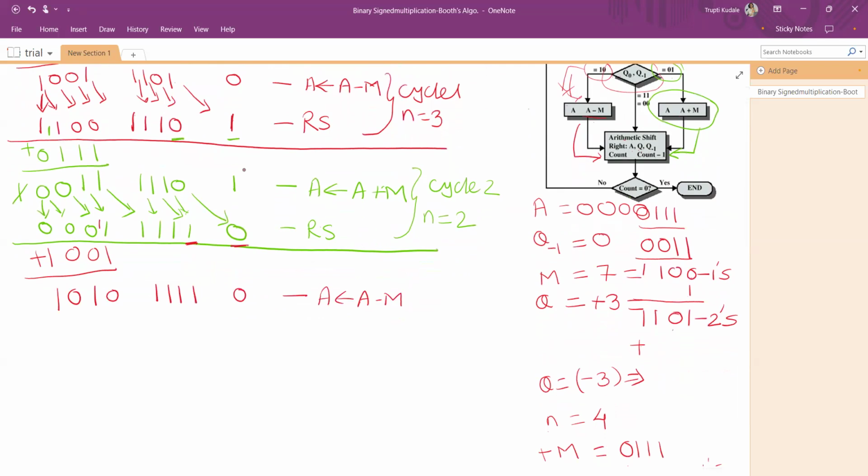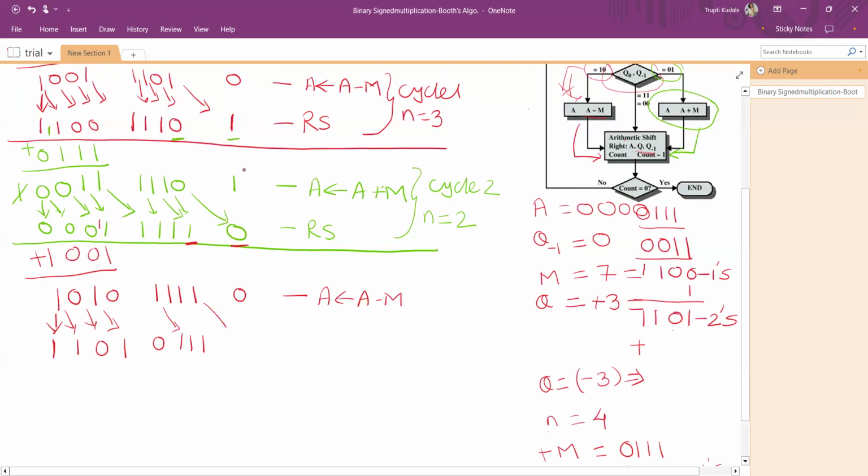After A minus M, again perform arithmetic right shift operation. Okay, right shift operation. So while right shift operation, retain this bit as it is and shift towards right. Okay, so this will be 0, 1, 1, 1. This one will get shifted over here. This is right shift. After right shift, reduce your n value by 1, this will be your cycle 3.